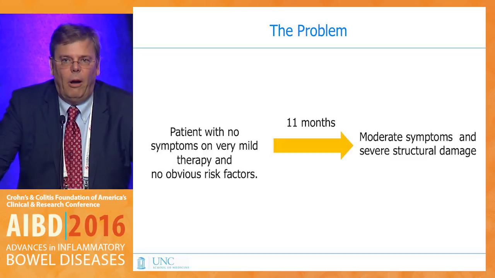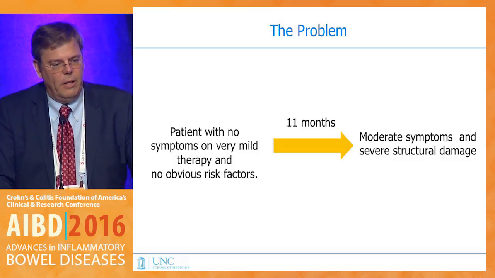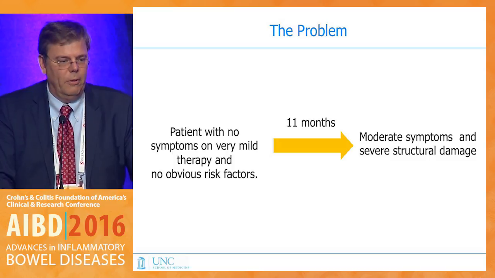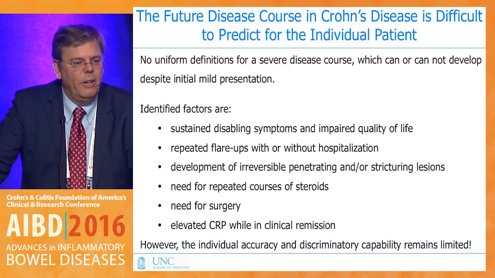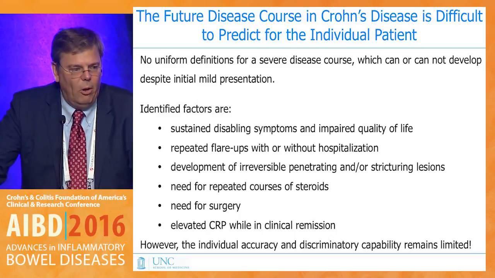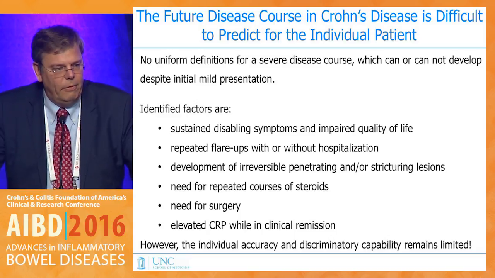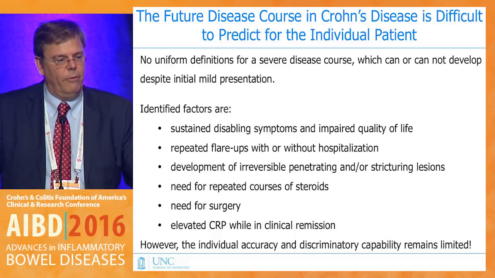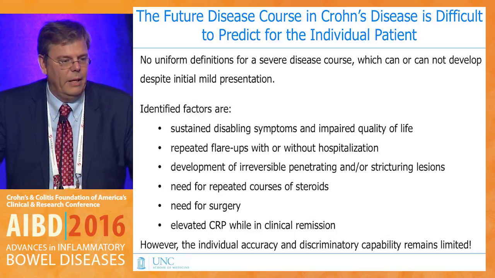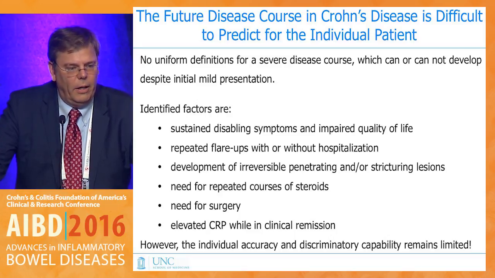So this is the problem we face. How do we evaluate mild Crohn's disease, and how do we identify the patient who goes from mild symptoms to moderate symptoms and severe structural damage within 11 months? The problem is that we have no uniform definition for a severe disease course which can or cannot develop despite an initial mild presentation. We have several identified factors, none of which was present in the patient. These are sustained disabling symptoms and impaired quality of life, repeated flare-ups, hospitalizations, development of irreversible penetrating or stricturing lesions, need for repeated courses of steroids, need for surgery, or elevated CRP in clinical remission. None of this was present, and the problem is that the individual accuracy of each of these is not very good.